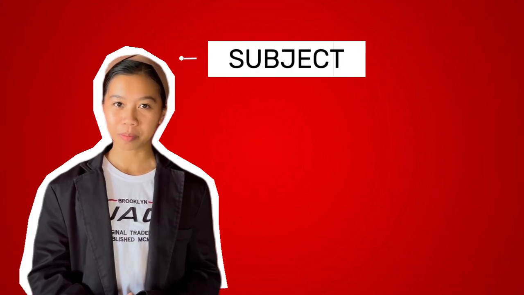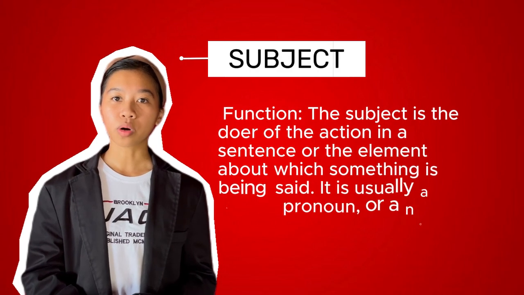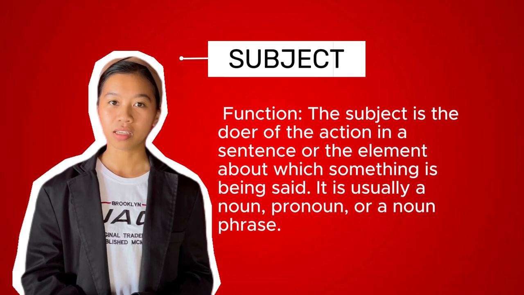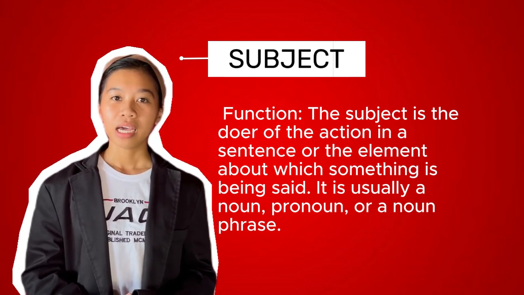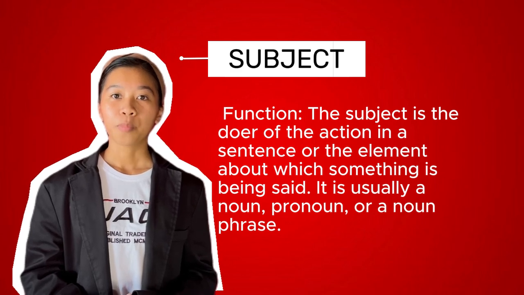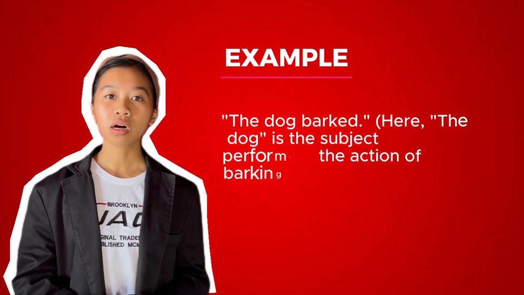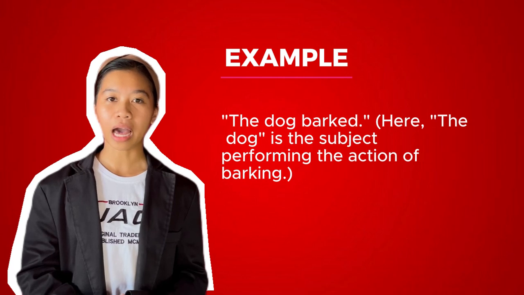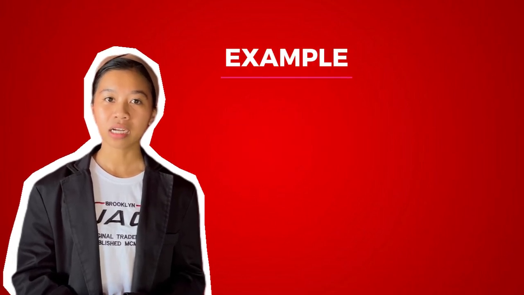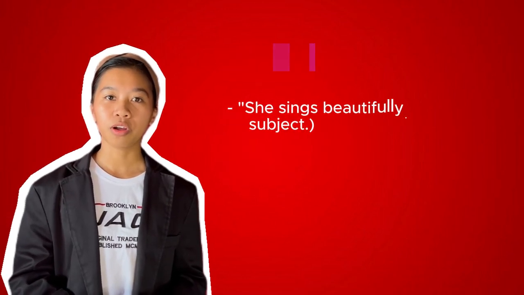First, subject. The subject is the doer of the action in a sentence, or the element about which something is being said. It is usually a noun, pronoun, or a noun phrase. For example, the dog barked. Here, the dog is the subject performing the action of barking.